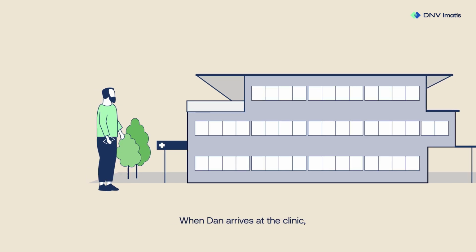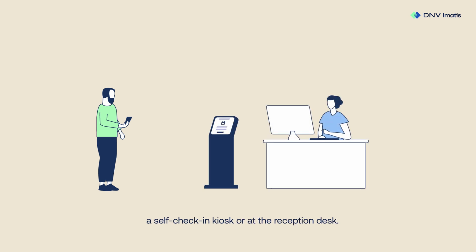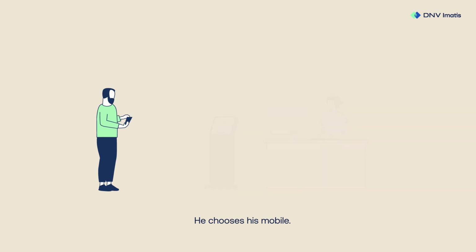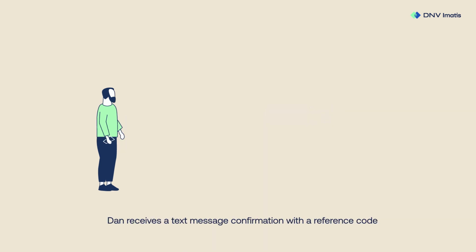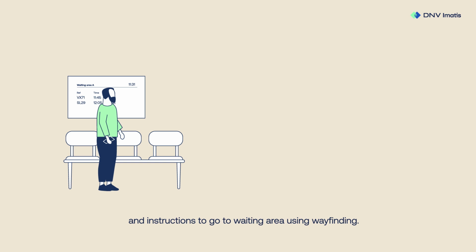When Dan arrives at the clinic, he can choose to check in using his own mobile phone, a self-check-in kiosk, or at the reception desk. He chooses his mobile. Once he is checked in, Dan receives a text message confirmation with a reference code and instructions to go to the waiting area using wayfinding.